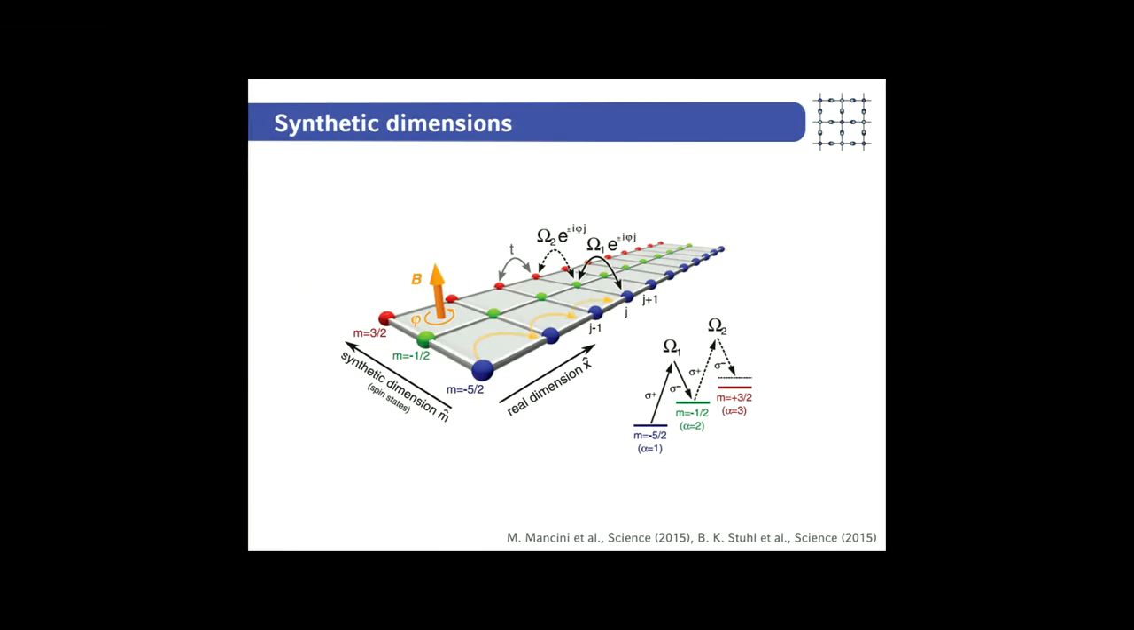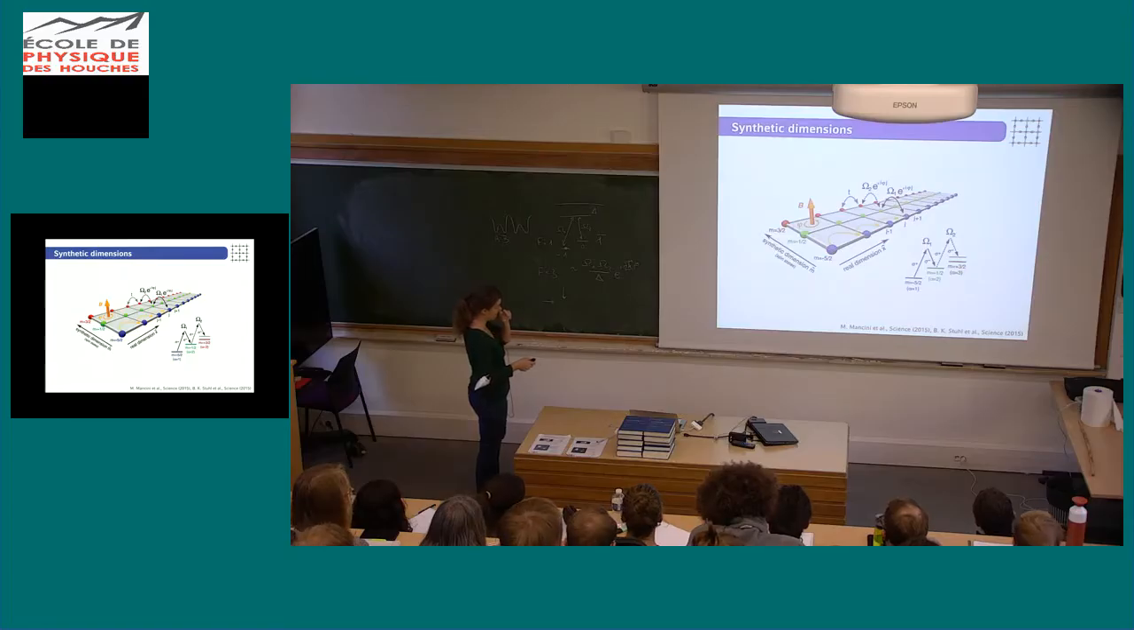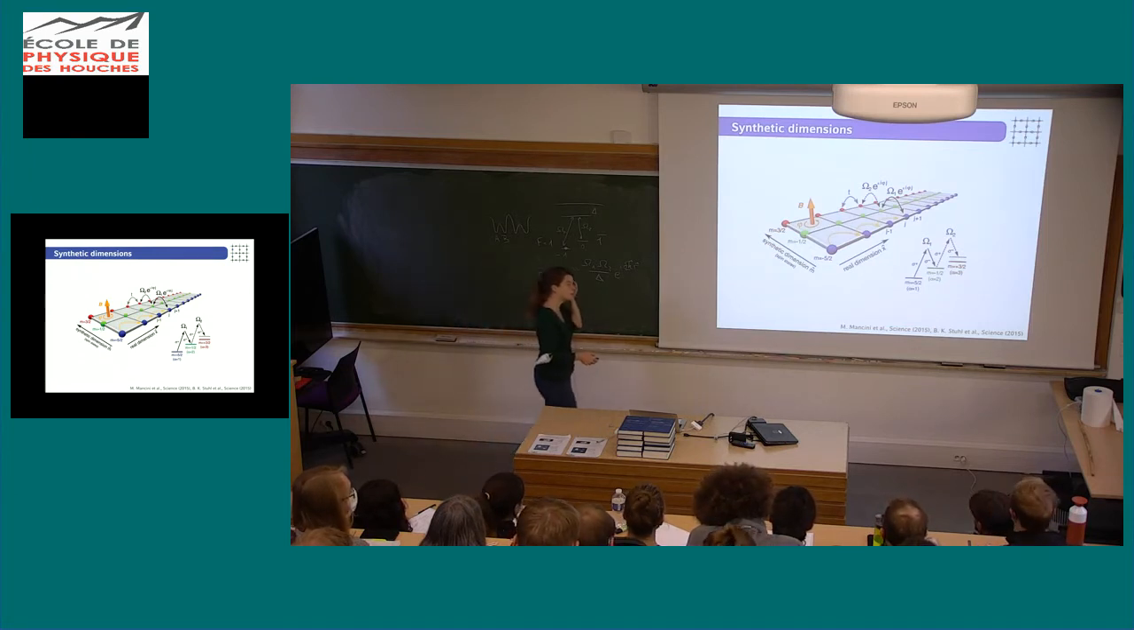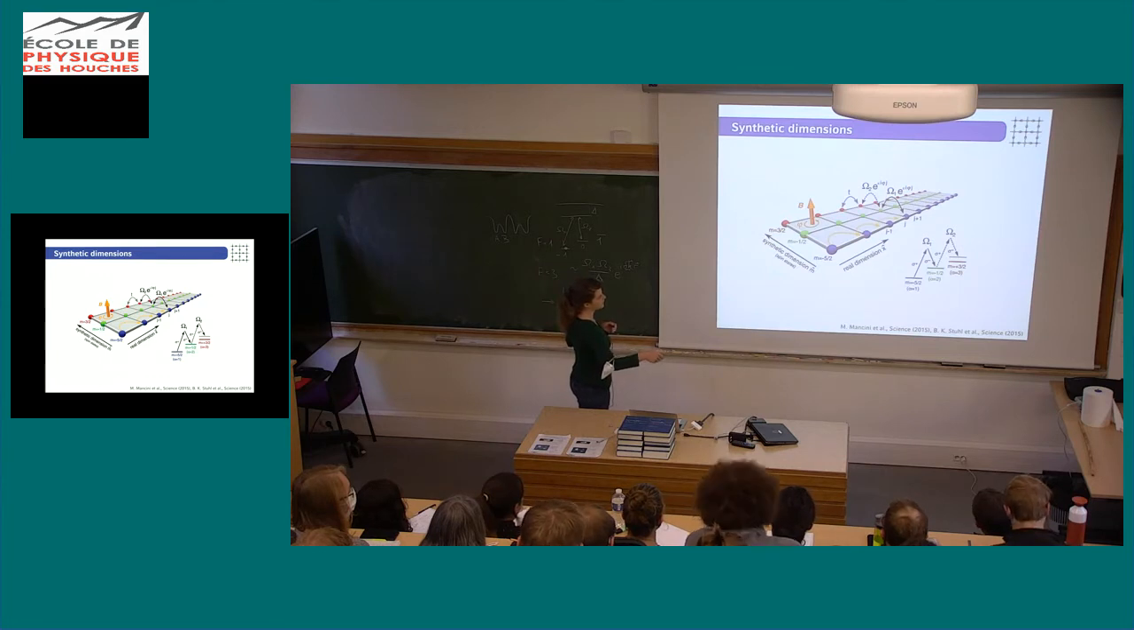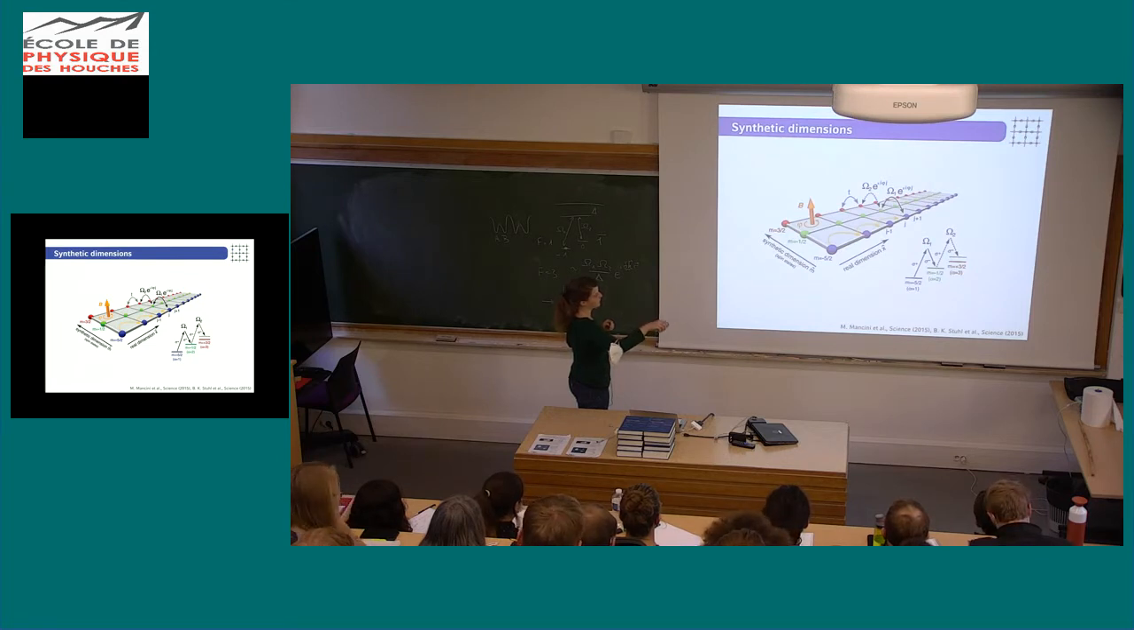And this is what is shown here. This is a picture that I've taken, I think, from the Spielmann paper. There were two papers more or less at the same time from the Fallani group and the Spielmann group, where you see this was implemented with terbium atoms. Here between -5/2, -1/2 and +3/2 you have one real dimension and the synthetic dimension, and then you imprint these phases along the synthetic dimension, which is given by the two-photon Raman coupling.